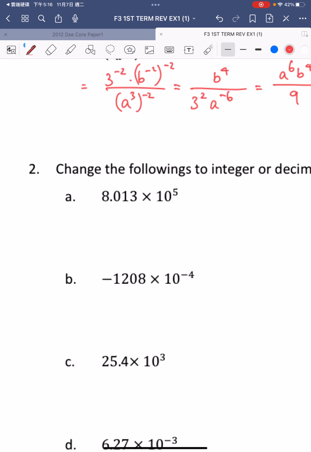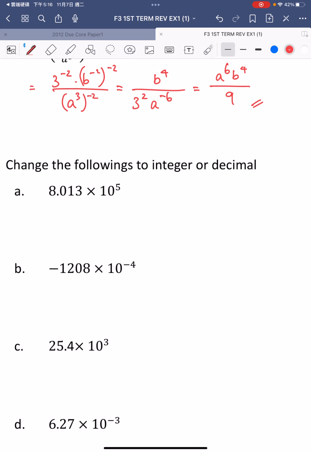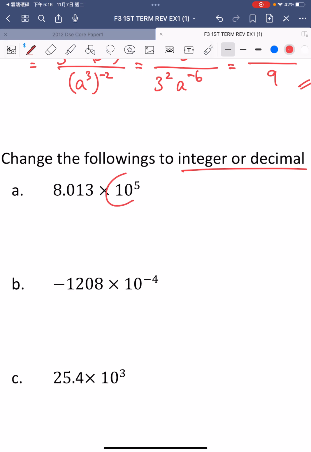And then now we're going to do question 2. We want to change the following into integer or decimal numbers. So first of all, if you multiply by 10 to the power of 5, it means that we want to make this original number become larger. So what you're going to do is copy down the original number and add some zeros. If this power is positive, then you're adding the zeros on the right. If this power is negative, you're adding the zeros on the left.